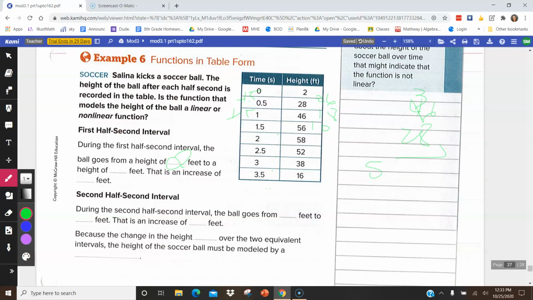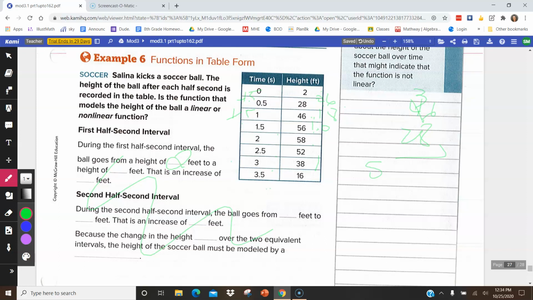But with this guy here, from 2 to 28 is 26. From 28 to 46 is 18. Oh my gosh. Then 46 to 56 is 10. So I'm looking, and then we're going down. Therefore, it's not a consistent rate. I don't care what this other stuff says. It's not a consistent rate. I don't have a consistent slope. It's not a linear function.